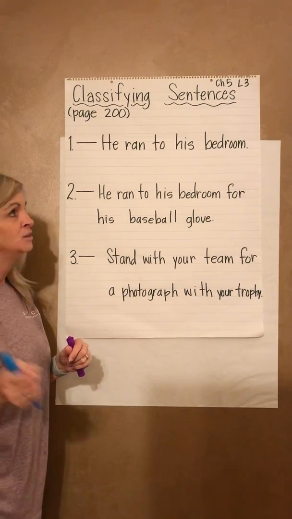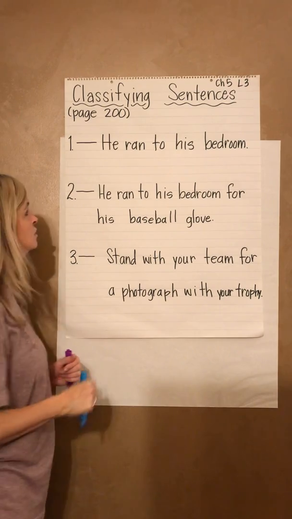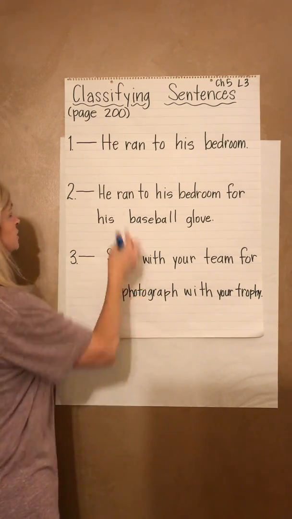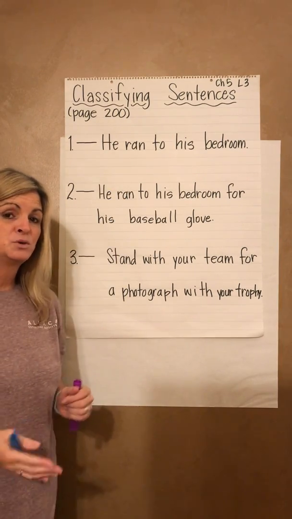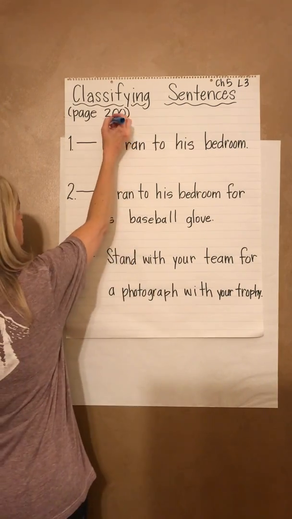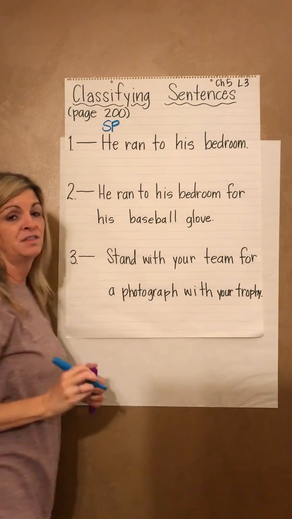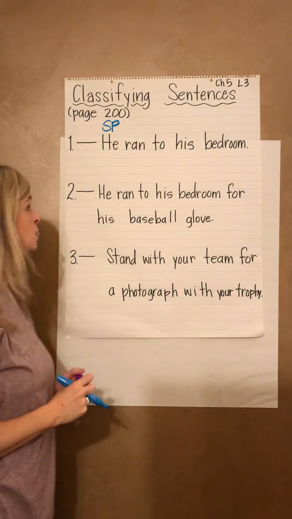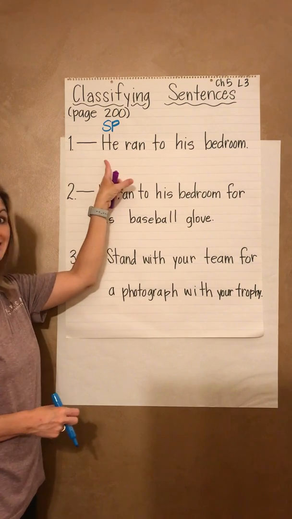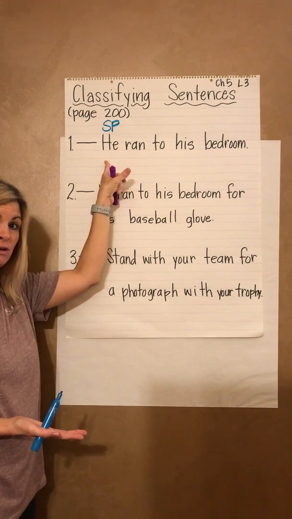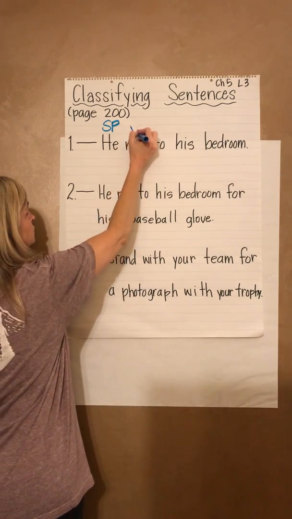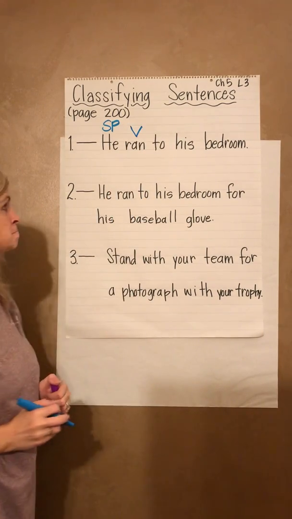First, let's pick out the verb. We see the action, it's ran. Who ran to his bedroom? He. Normally we would say subject noun, but we know that he is a pronoun, and so that makes that a subject pronoun. So we label that with an SP. Our next question is, what is being said about he? What's being said about our subject pronoun? What did he do? He ran, verb. And we label that with a V.